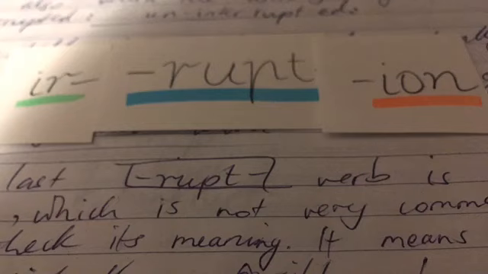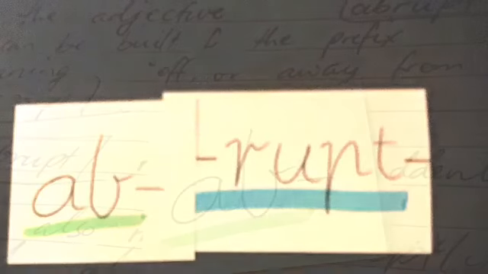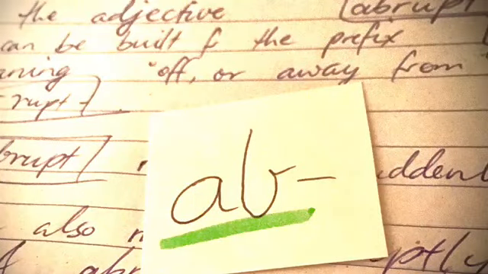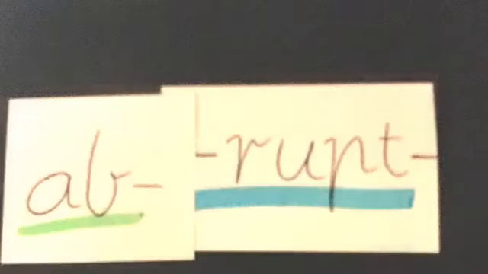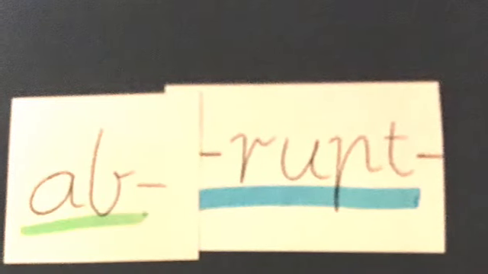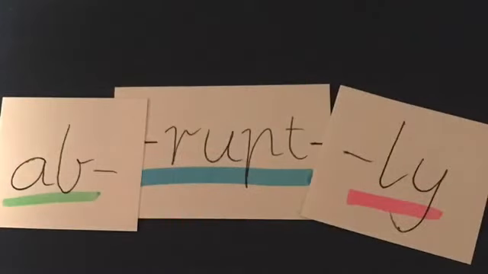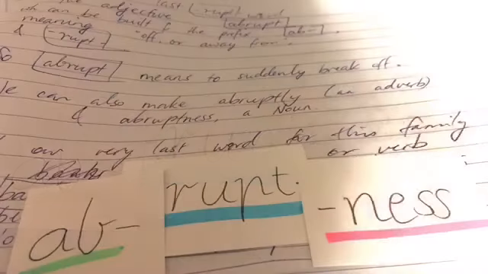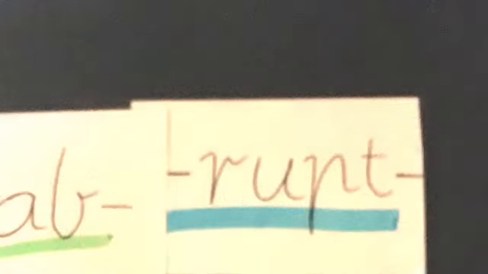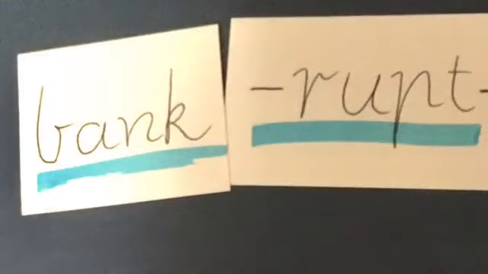And our second last word is the adjective abrupt, which can be built from the prefix ab, meaning off or away from, and rupt. So abrupt means to suddenly break off, and it's usually used metaphorically. We can also make abruptly an adverb and abruptness, which is a noun. And on that abrupt note, our very last word for this family is the adjective or verb bankrupt, which comes from two bits of meaning, banca, bank, and rupt, broken. If someone is declared legally unable to pay their debts, then they are bankrupt.